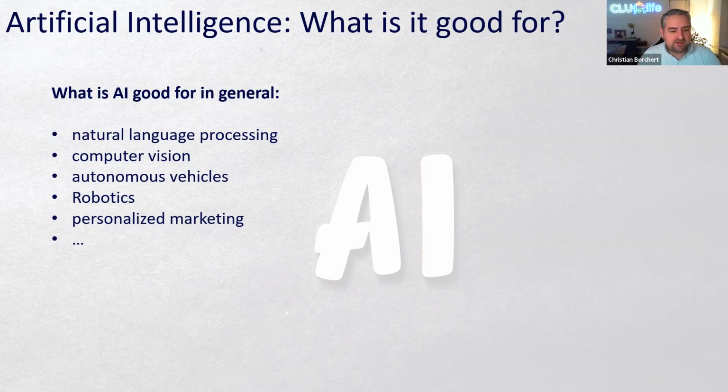It's also used in autonomous vehicles. I mean, everybody knows Tesla by now. In robotics, there's some great progress at the moment for robots that support humans, for example, in elderly care facilities, but also in industry where the robot can automatically understand what tasks to perform. And then personalized marketing, which is very closely related to natural language processing. And then, of course, many, many other fields where it's used.